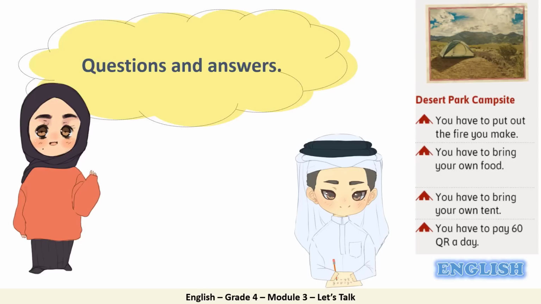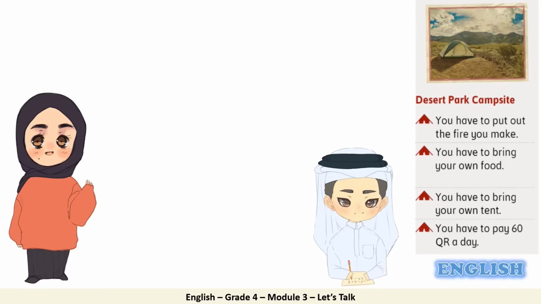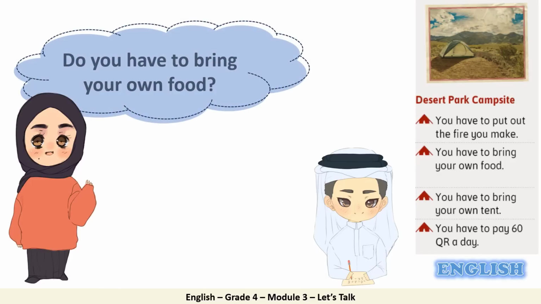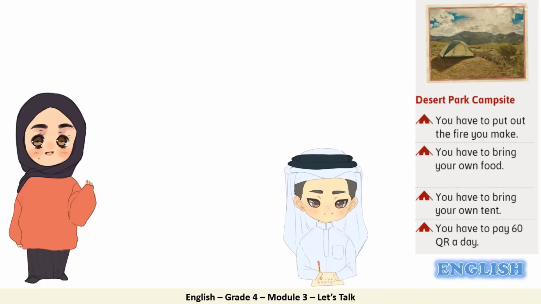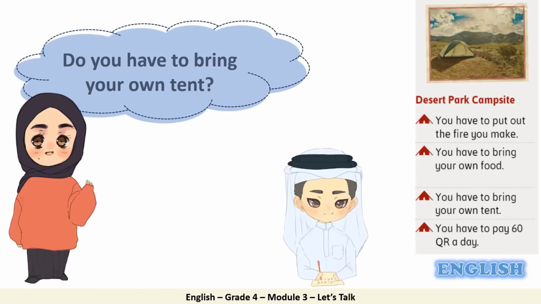Let's ask Ahmed some questions about Desert Park Campsite. Now read the question with me. Do you have to bring your own food? Look at the arrow. Can you answer? Help Ahmed. Is it a yes or no? The sentence says you have to bring your own food. So Ahmed's answer would be, yes, I do. Now let's move on to the next question and read it with me. Do you have to bring your own tent?